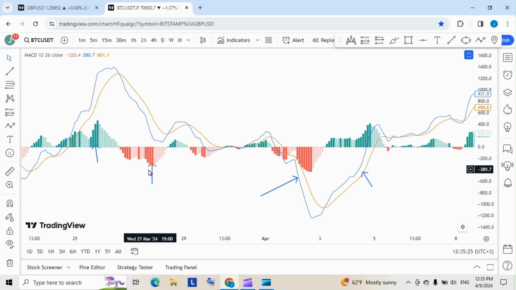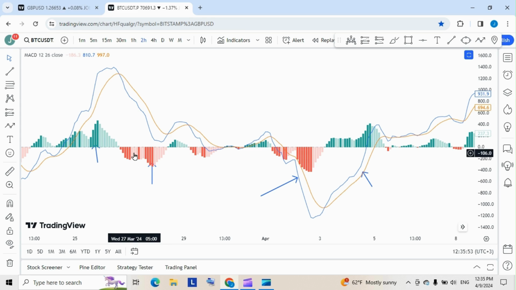When you come to the red, whenever you see this thick red, it means the sellers are really in control, which means they are pushing the market down. The price is moving down. In those cases, you want to be looking for short, but I'm going to show you how you can look for entry.